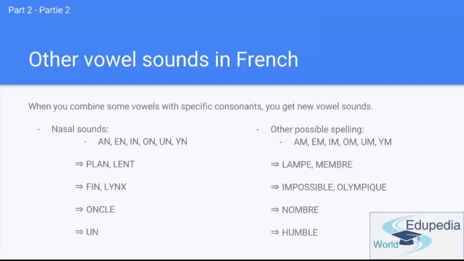Now, before moving to part 3, I would advise that you review all these sounds because we've seen the vowels combined together, which make different sounds, but also now the vowels making nasal sounds when combined with N or M. Before moving on to the next part, please review those because that's already a lot of different sounds to memorize. In the next part, we will see what happens when you combine some vowels with other consonants which can sometimes change the way they sound.